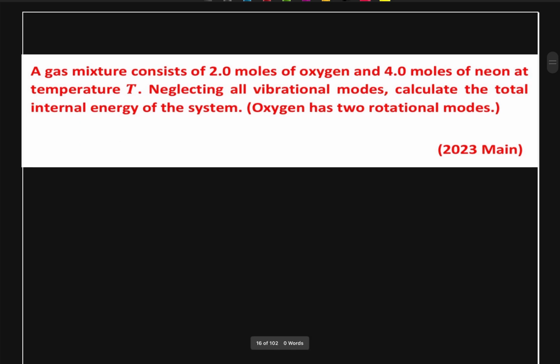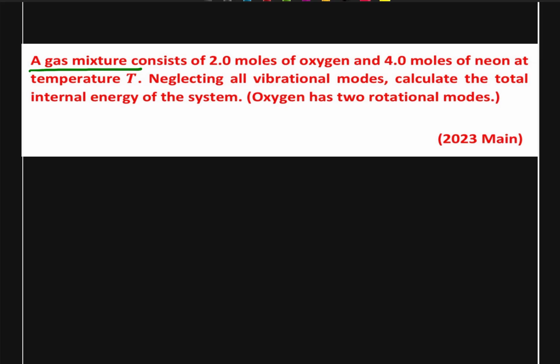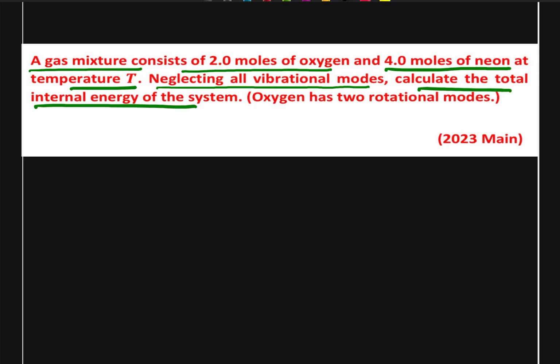It states that a gas mixture consists of 2 moles of oxygen and 4 moles of neon at temperature T. Neglecting all vibrational modes, calculate the total internal energy of the system. Oxygen has two rotational modes. So here we have two gases, oxygen and neon, and we have to find the total energy of the system, which is the energy associated with oxygen plus the energy associated with the neon.